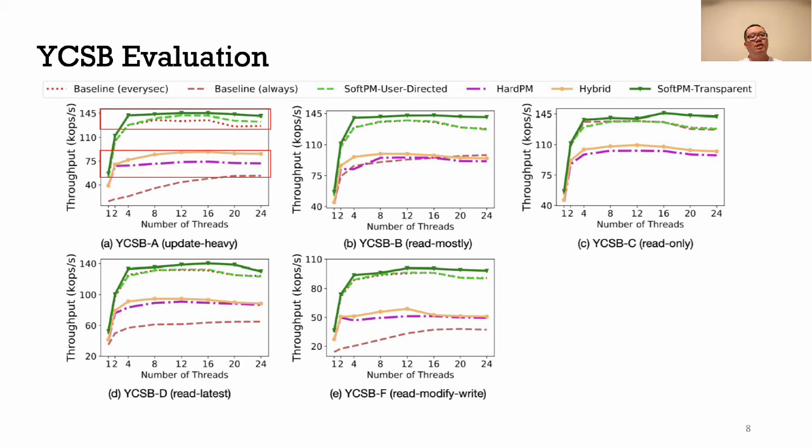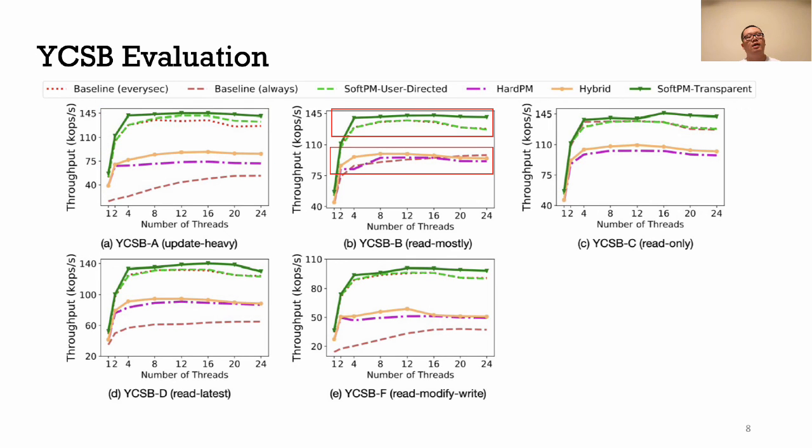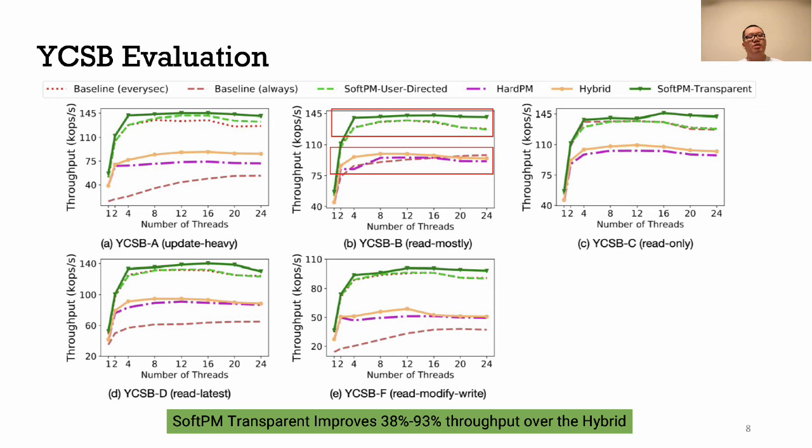Basically, for the update heavy workload, the performance is exhibited in two tiers. The top tier is the SoftPM versions, and the bottom tier is the hard PMM and the hybrid scheme. And that is also similar in the read mostly workload, which shows that the SoftPM transparent can improve 38 to 93% over the well-optimized hybrid scheme.